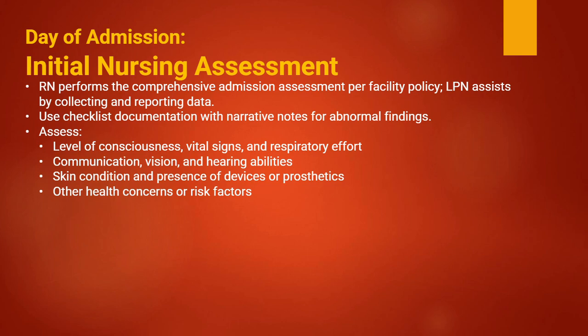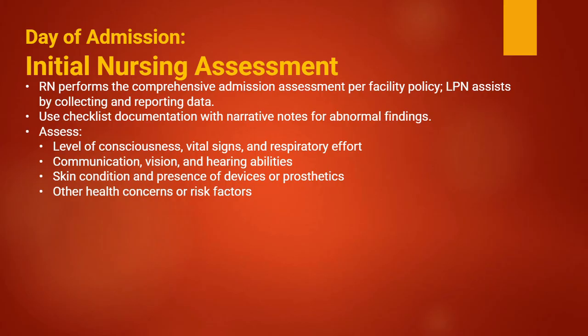The nurse must assess level of consciousness, such as whether the patient is alert, drowsy, or disoriented, which is crucial for detecting neurologic issues. Vital signs, temperature, pulse, respirations, blood pressure, and oxygen saturation provide an immediate snapshot of the patient's physiological stability. Respiratory effort or difficulty should also be documented. Note whether the patient uses accessory muscles, has labored breathing, or exhibits cyanosis.